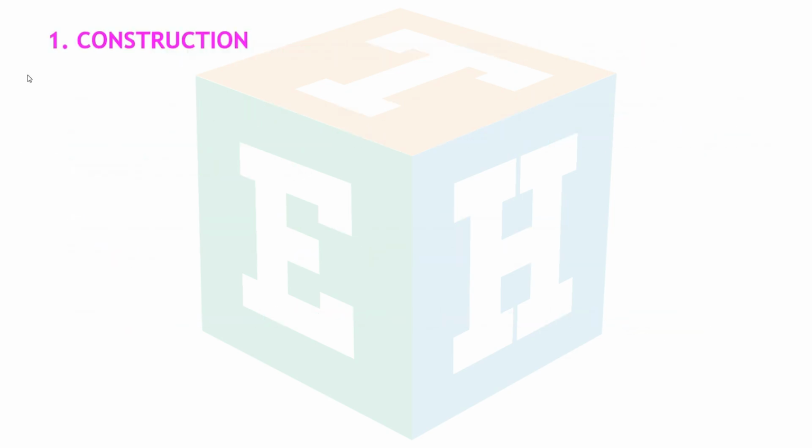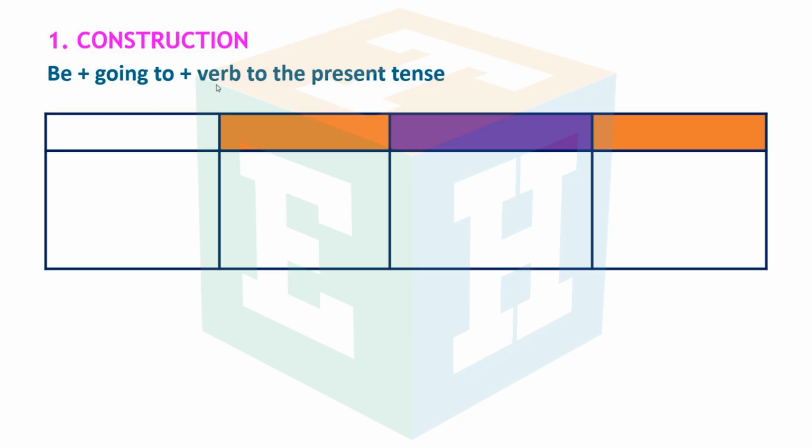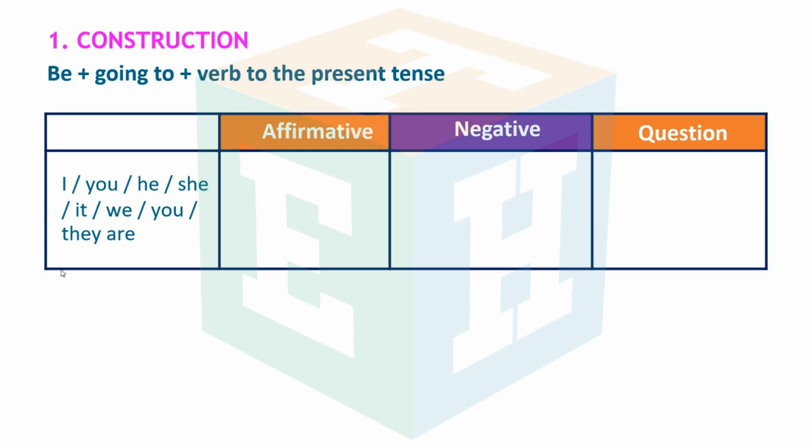Number 1, construction. And this is the structure. Be plus going to plus verb in the present tense. Affirmative, negative, question. So these are our subjects: I, you, he, she, it, we, you, they. And the verb be: am, is, are.